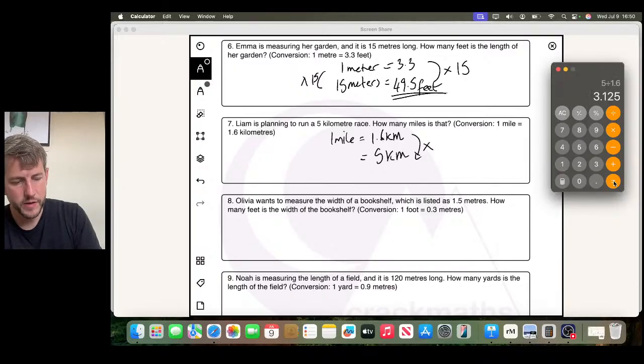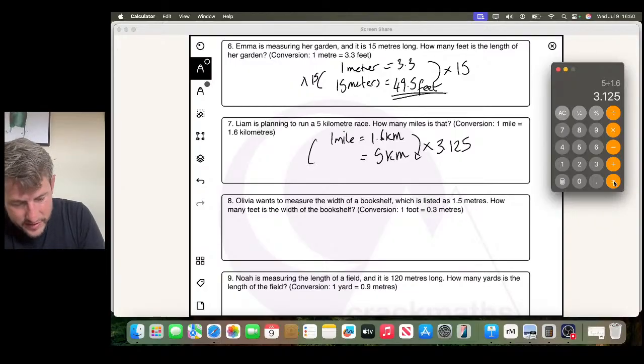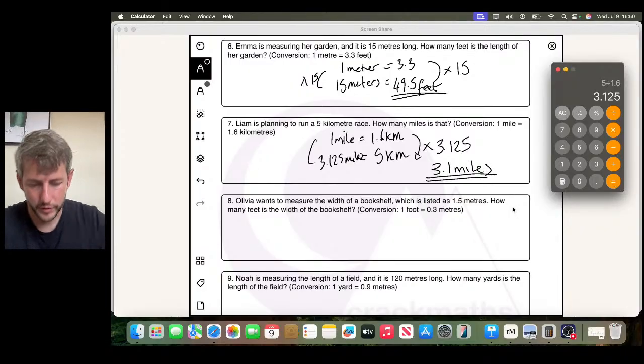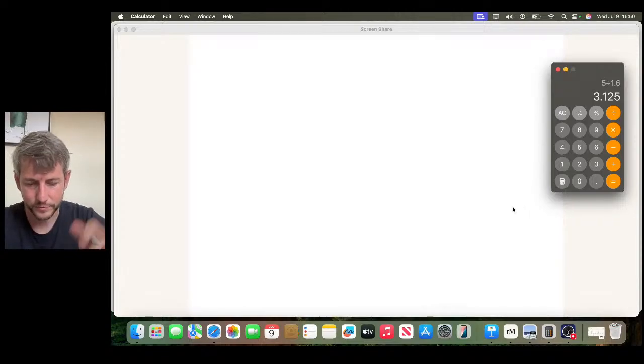Okay, so there we go. 1.6 times 3.125 would give us 5. Now to 1 decimal place, we know this is 3.125 miles, but they want it to 1 decimal place, so we'll call that 3.1 miles as the answer. Okay, question 8.